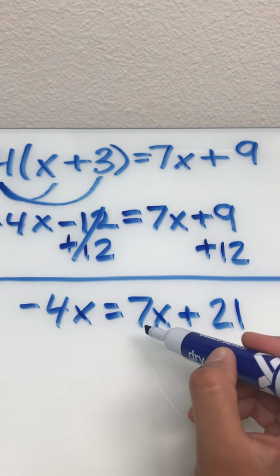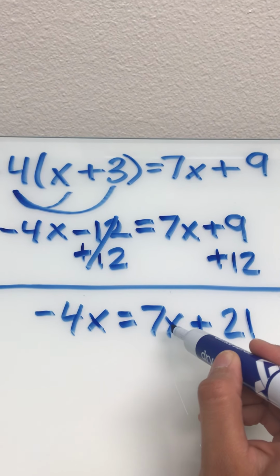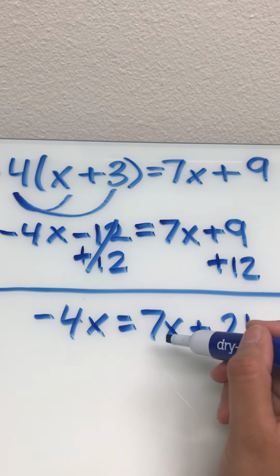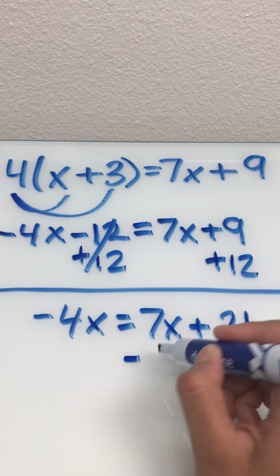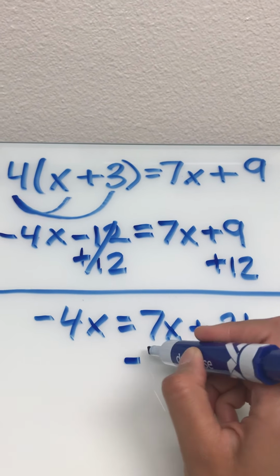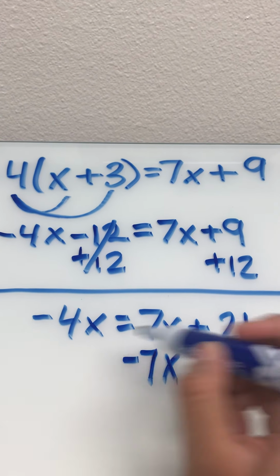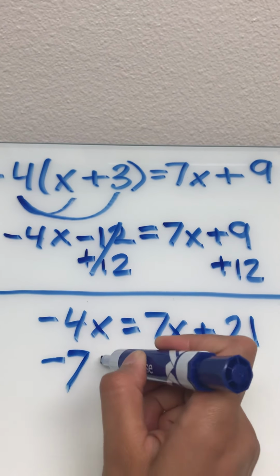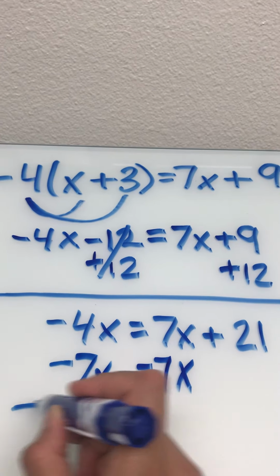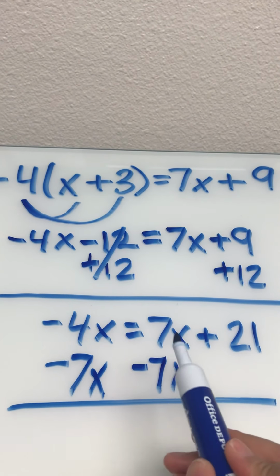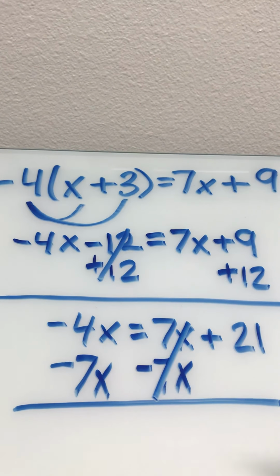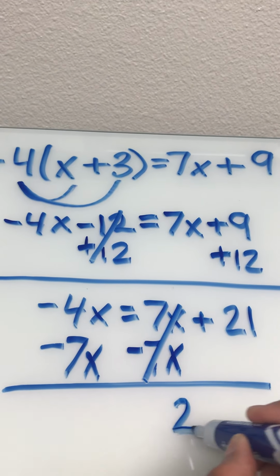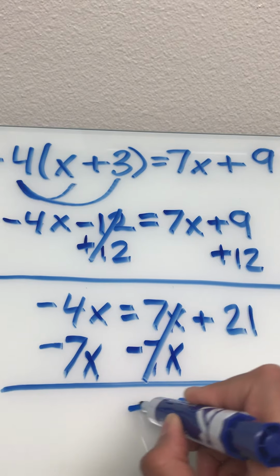Next, we want to continue to combine like terms, so we want to move that 7x over to this side. Once again, we just do the opposite. So instead of it being a positive 7x, we're going to subtract 7x here and subtract 7x here. Remember, balancing out on both sides of the equal sign. These two cancel out, leaving us now with 21 on this side of the equal sign.